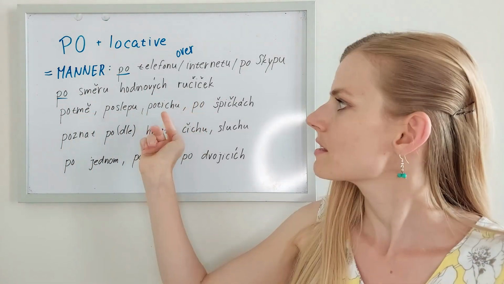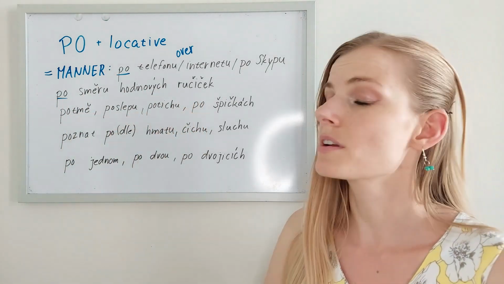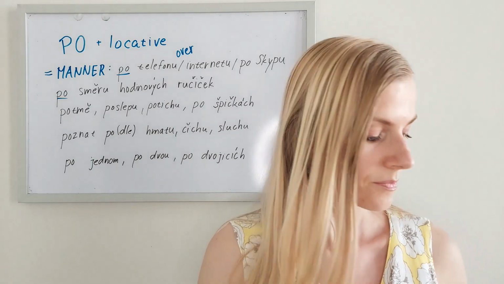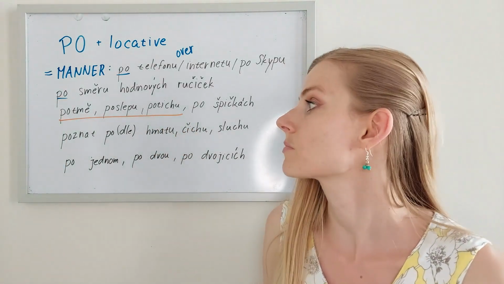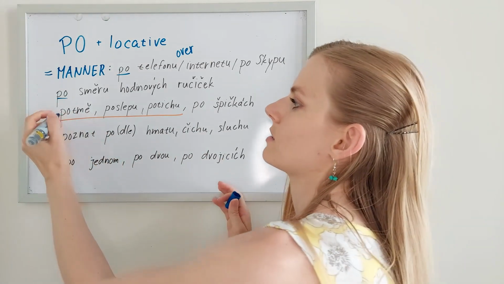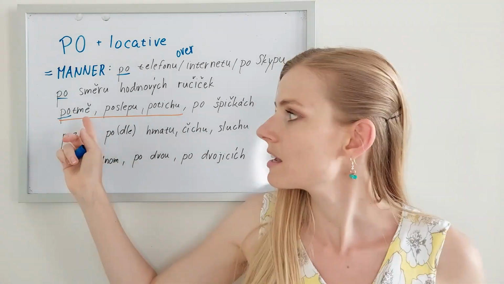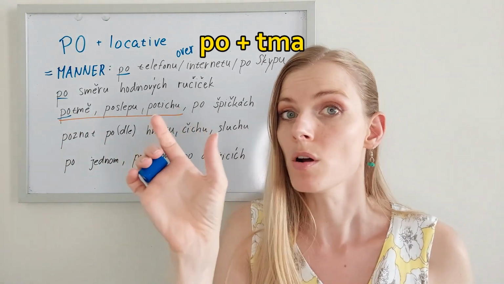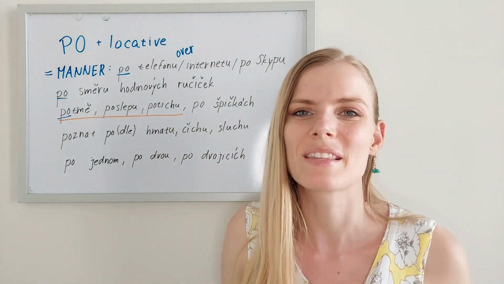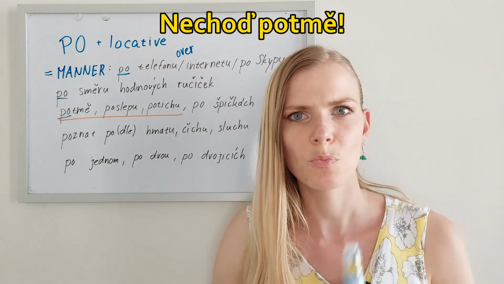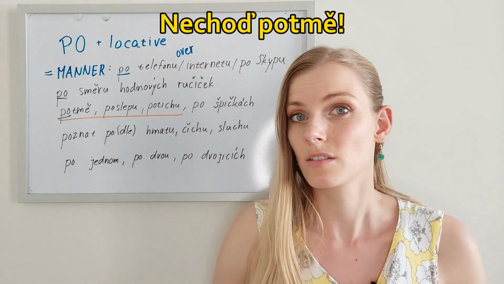Po směru. These particular three words are actually adverbs. And you can see they are spelled as one word each. Po tmě is po and tmě. It was created by po and tma. This is more like during dark. Po tmě means in the dark. Nechoď po tmě. Don't walk in the dark.